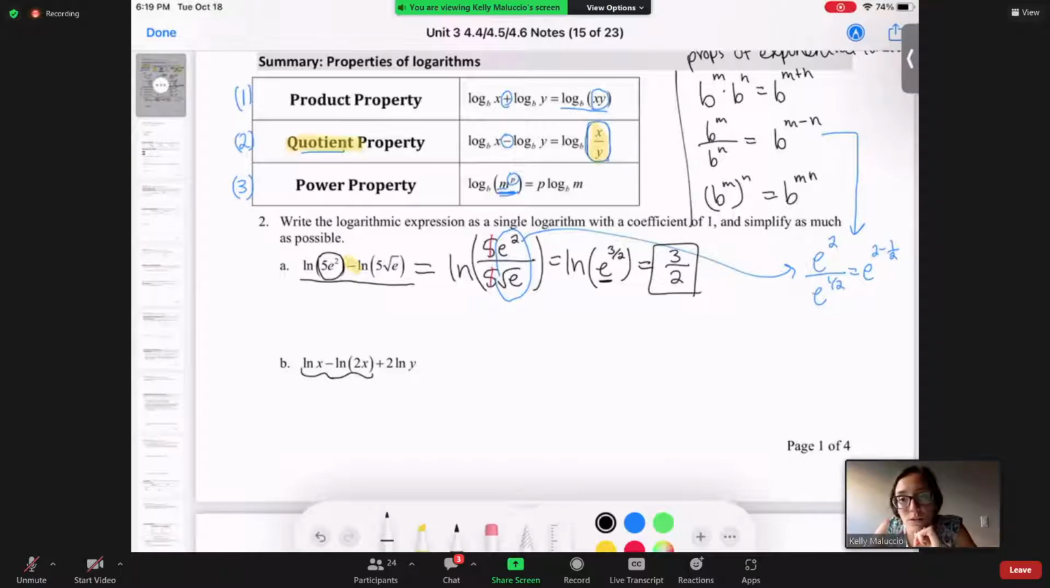Oh yeah, question? Does it matter which one goes in the denominator? Yes, it does. The one that's subtracted must go in the denominator. If it's added, it must be in the numerator.